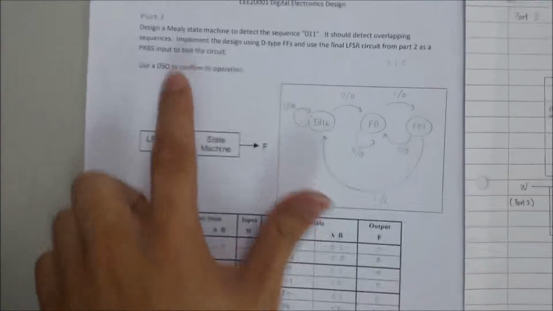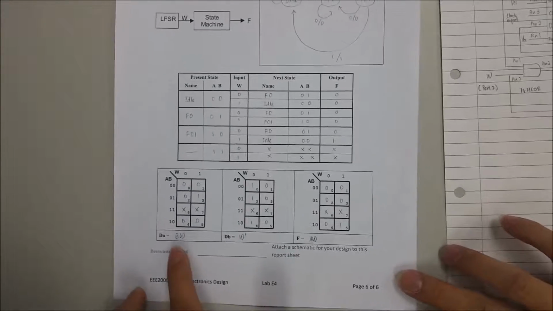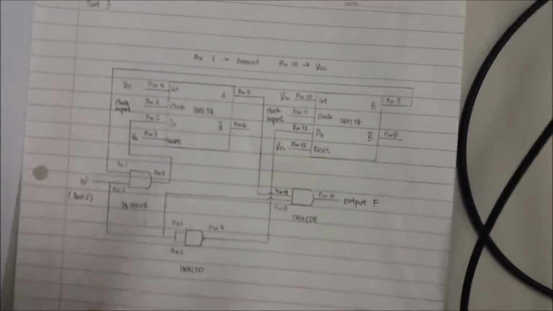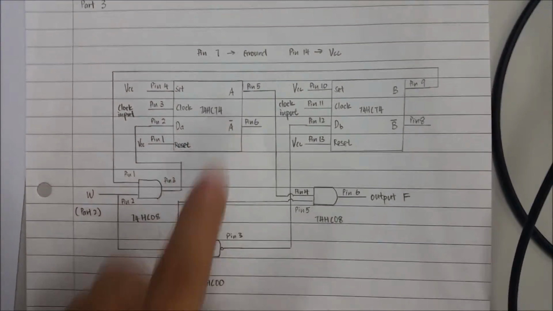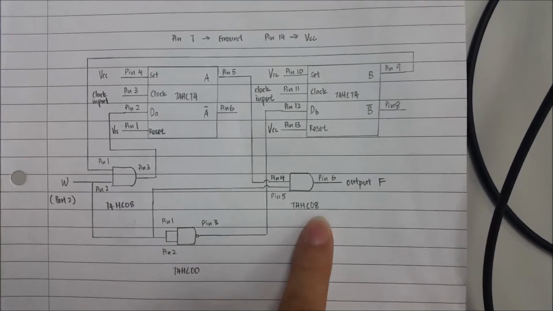We are doing part 3 of Lab 4. We are required to design a Mealy machine to detect the sequence of 011. This is our state diagram, this is our table, and this is our equation for DA, DB, and F. This is our schematic. This is 74HC74, 74HC00, 74HC08, 74HC08.